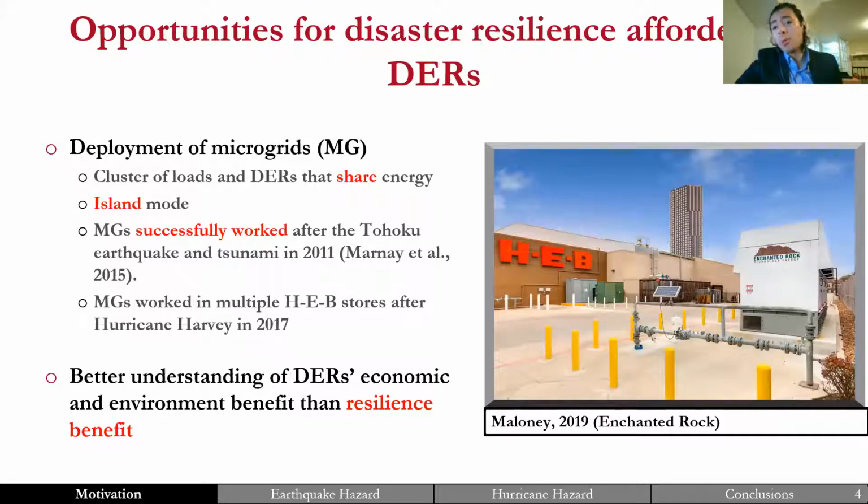As a research community, we understand much better the economic and environmental benefits of distributed energy resources, but the resilience question has been avoided. Well, not avoided, but people haven't addressed that yet. And so those three components are the motivation of what I'm going to show you today.